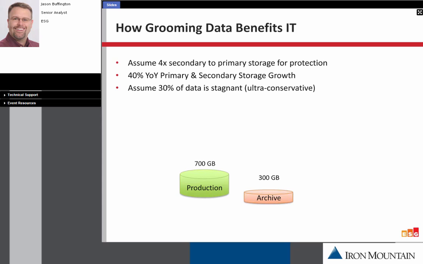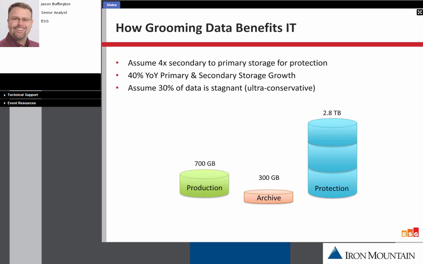Now here's the fun part. Let's assume, and this is an ultra-conservative number, that only 30% of your data is stagnant. There's a lot of environments out there where 50, 60, 70% of your data might be stagnant. But in this case, just to make sure everyone believes me, let's just assume 30% of my data is stagnant. So I'm going to go ahead and pull that 30%, that 300 gigs, right off of my production active storage volumes, and hold that in an archive secondary storage container. And in this case, LTO, LTFS type tapes are a nice touch for this. But however you're going to store that data, we're going to take it out of production.